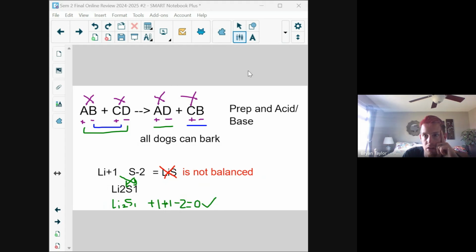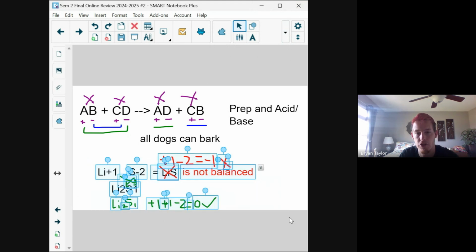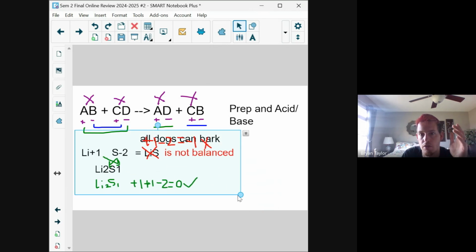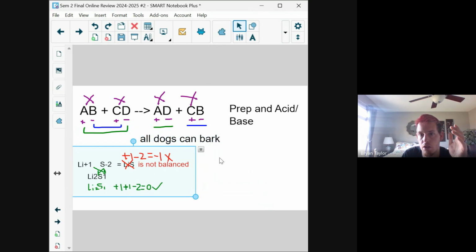And this one, +1 minus 2 is -1. That's bad. And that's why you need to do that on every single chemical. This includes the ones on the back, of course, which we can quickly do one of those.